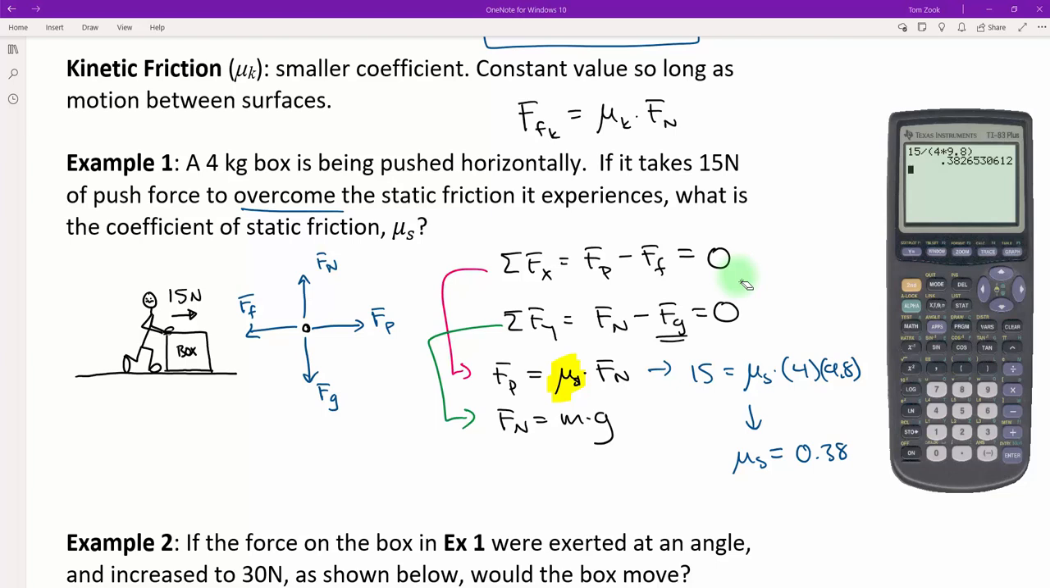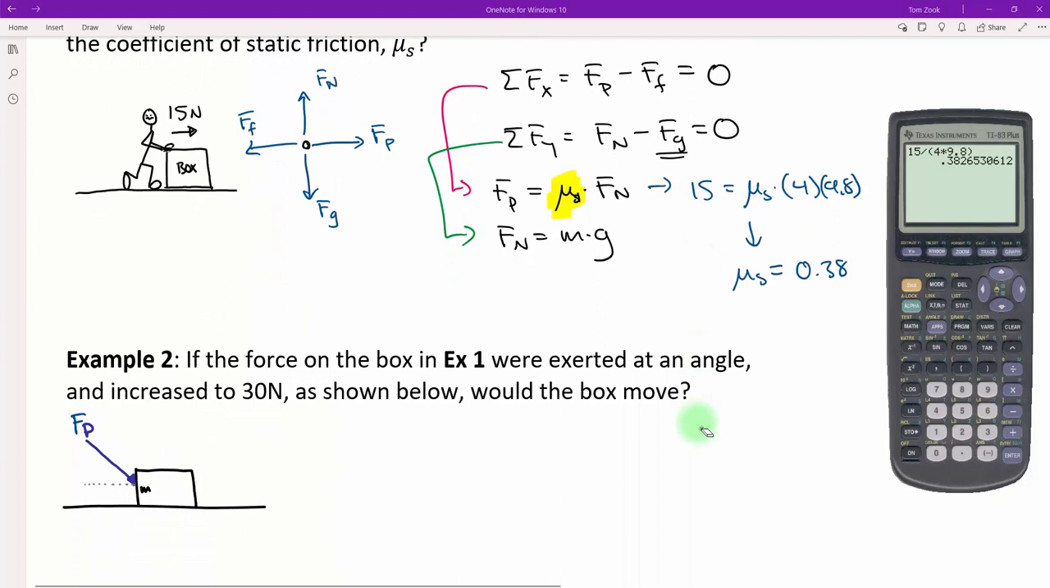So at this point, it's about 15 minutes into this video. You need to take a break. Otherwise, we're going to take a look at what if I modified the problem.